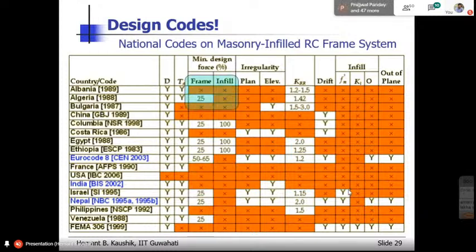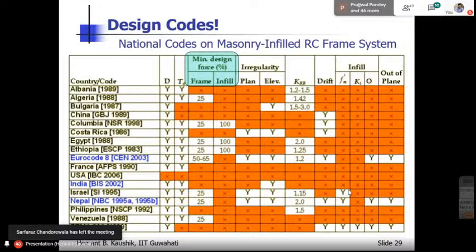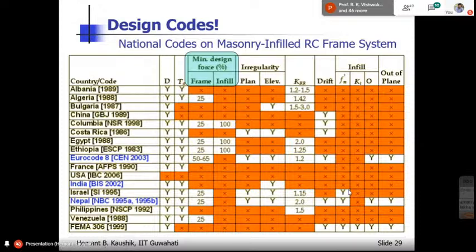table that I have already showed you yesterday. So these two columns are very important. It shows you the minimum design force that should be there for the frame and the infill. The meaning is, even if the infill is present in the frame, you have to design that frame for at least 25 to 50 to 65% of the lateral load, considering that there is no infill.